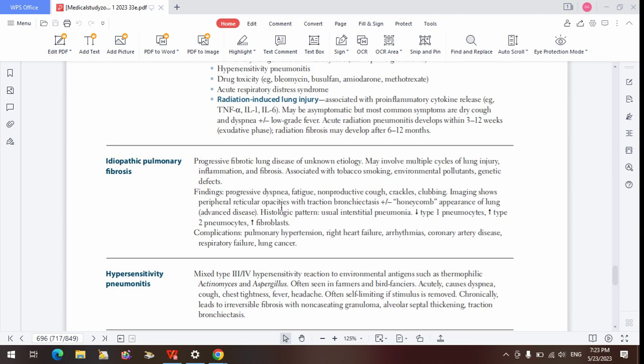Peripheral reticular opacity, and that opacity is actually due to traction bronchiectasis. What that means is that when you have fibrosis from the chronic inflammatory response, those fibrotic airways or parenchyma are going to pull down on the other ones that are normal, that are superior to it. So gravity is going to help them. They'll pull them down. That's the traction from their weight. They'll pull the proximal airways down, and they are going to dilate them.